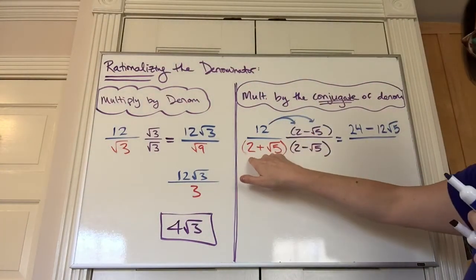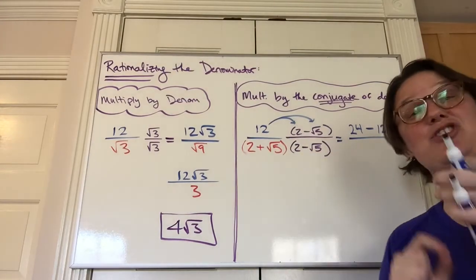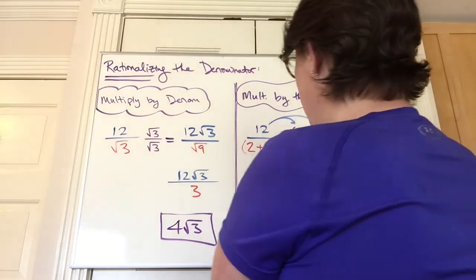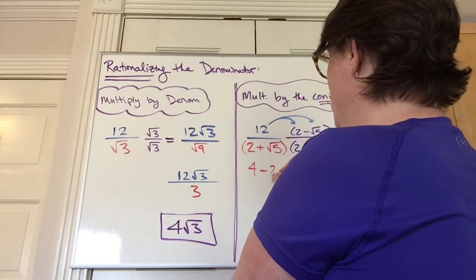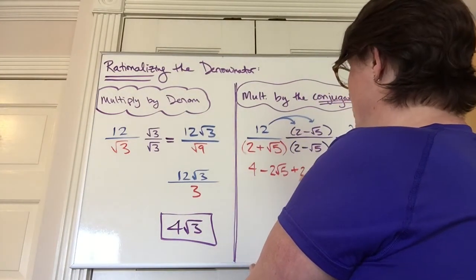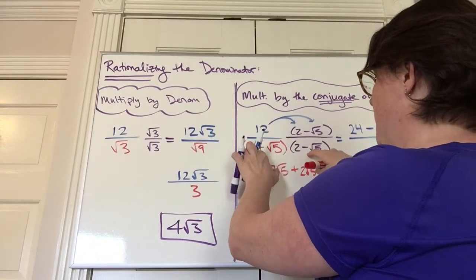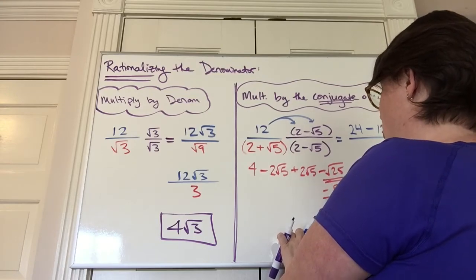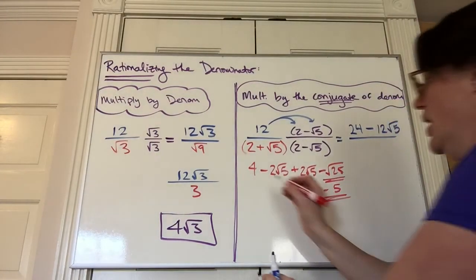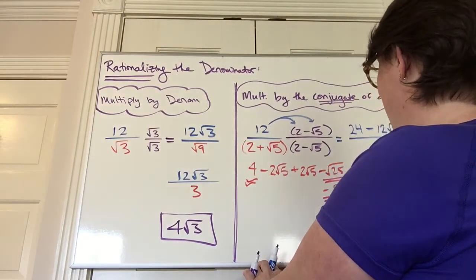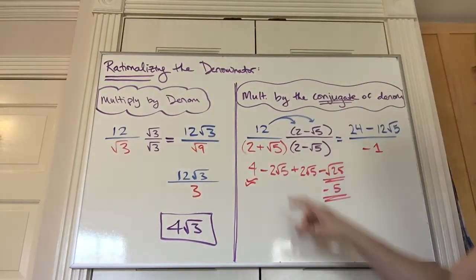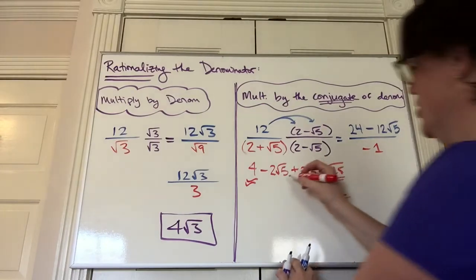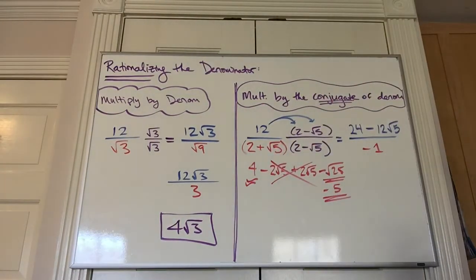Because this is 2 things being added times 2 things being subtracted, that's actually a foiling problem. So I'm going to get 4 minus 2 root 5 plus 2 root 5. And then this is going to make minus the square root of 25, which is minus regular 5. So if you look at everything that happens here, I have regular 4 minus 5. That makes negative 1. And then negative 2 root 5 plus 2 root 5 just cancels out. So all that crazy math led me to a place where I have 24 minus 12 root 5 divided by negative 1. That's a problem I can actually do.